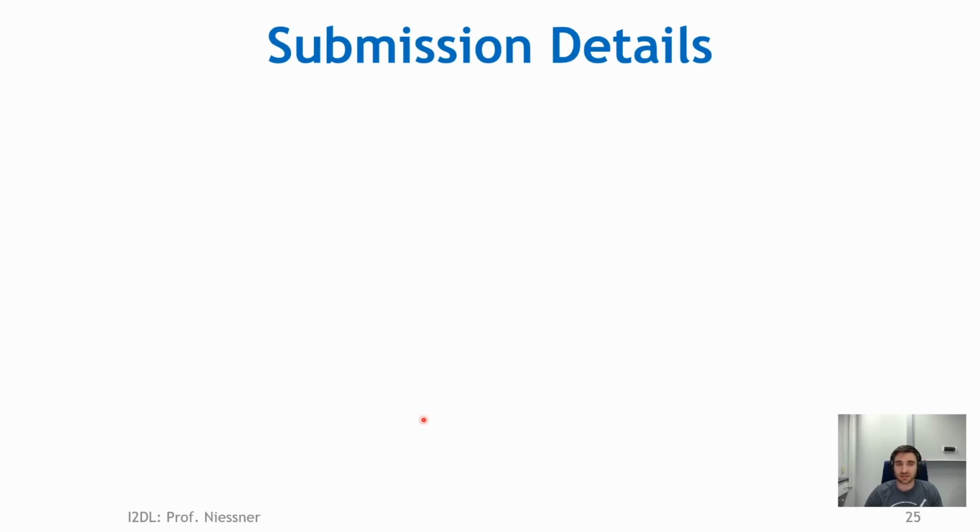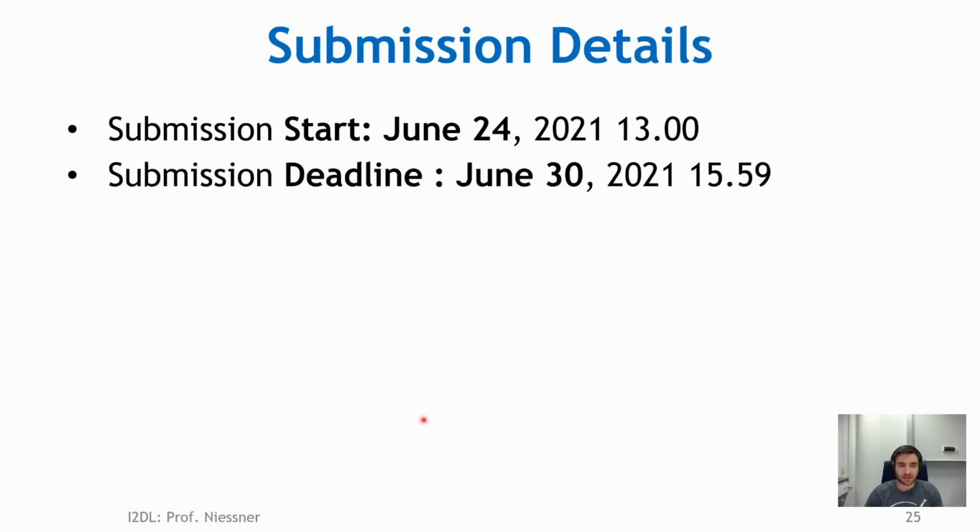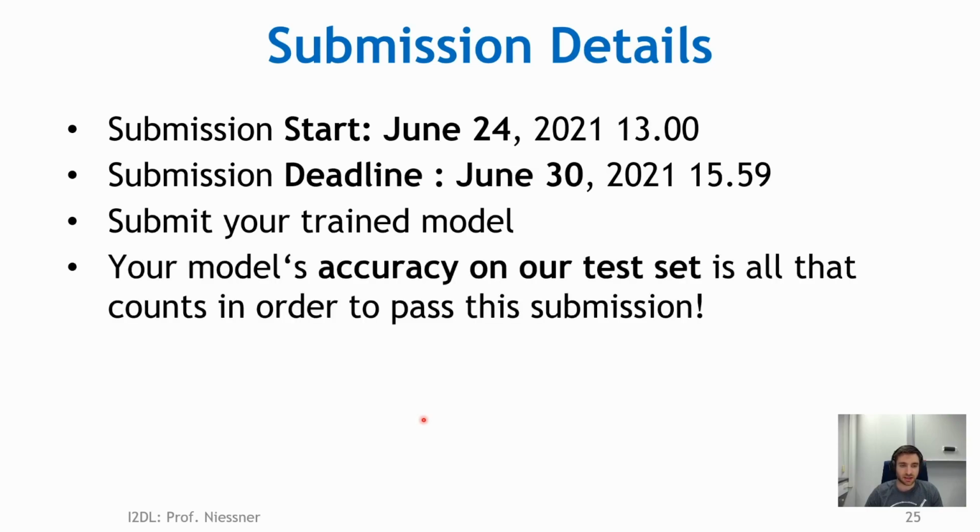The details about the submission are that, as usual, it starts today at 1 p.m., June 24th. The deadline is June 30 at the usual time, 4 p.m. Submit your trained model as usual. We have accuracy as the main metric. So this time again, you have to pass the threshold, which is 83 on our submission test set.